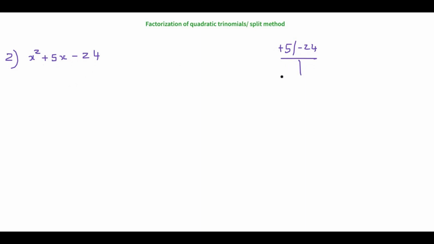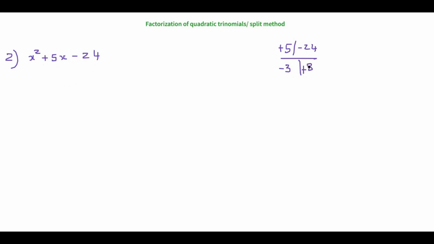24 is divisible by 2, but 2 and 12 will not give 5. Now let's see 24. 24 is divisible even by 3. So if we take 3 and 8, 3 times 8 gives us 24. When we subtract these two, we get 5. So now whenever we subtract, we need a positive 5. So since it is a positive 5, I'll put a positive for the bigger number and I'll put a negative for the smaller number. Now 8 minus 3 will become plus 5.